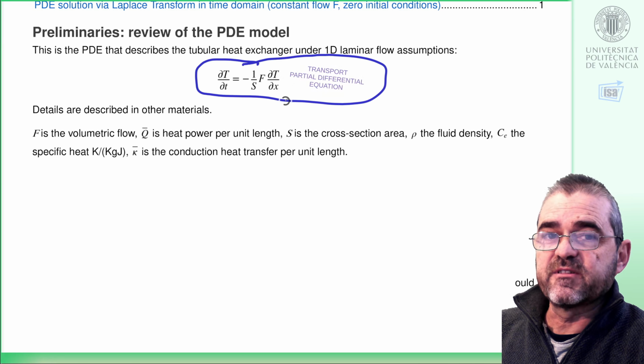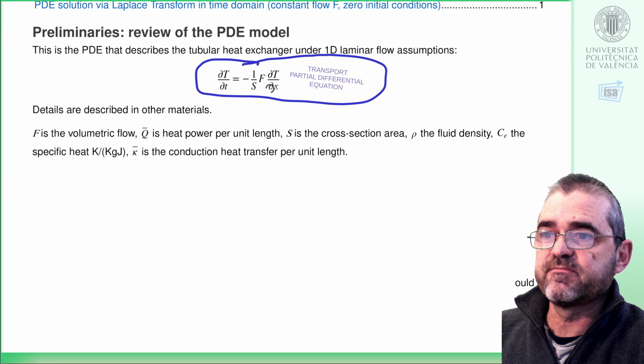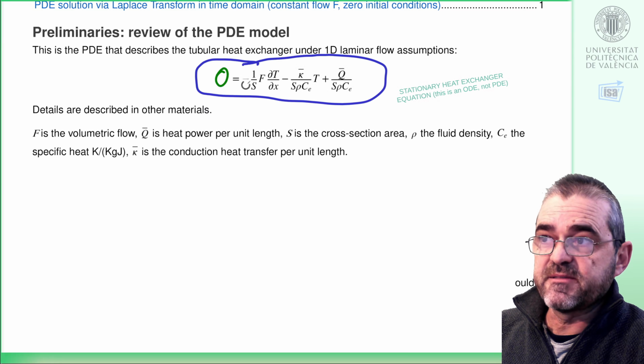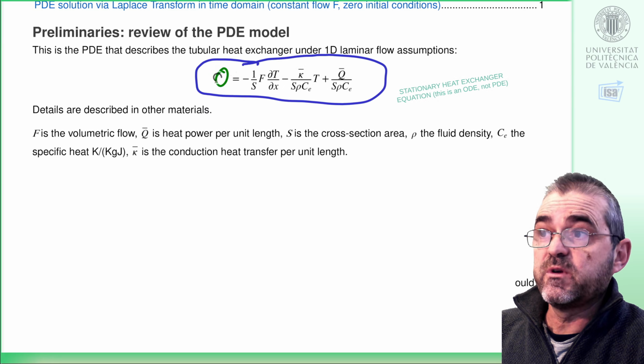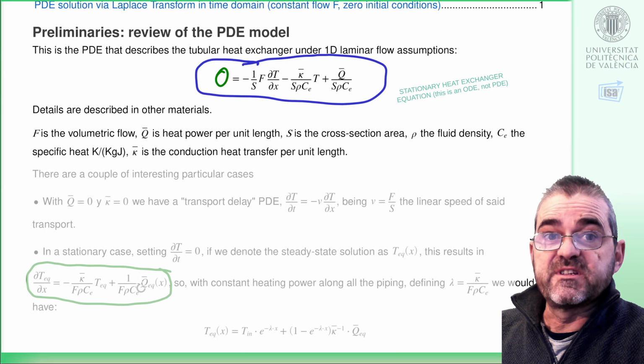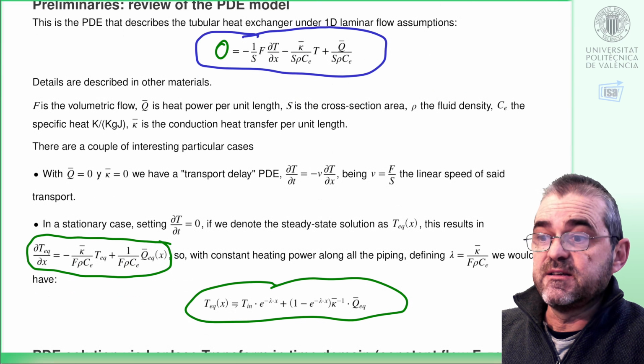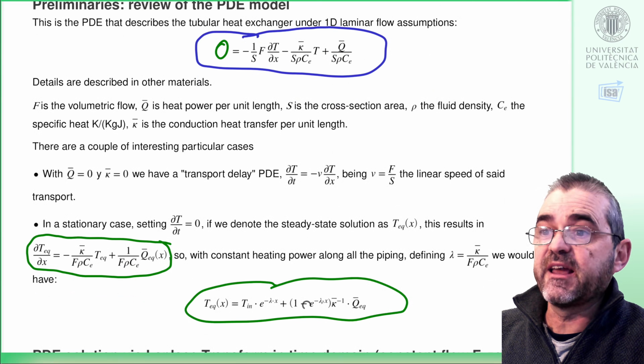If the pipe is perfectly insulated and there's no heating, then we get the famous transport equation. And if time derivatives are set to 0, we also get the famous steady state equations, which are ordinary differential equations in the x variable, yielding these exponential profiles in length.